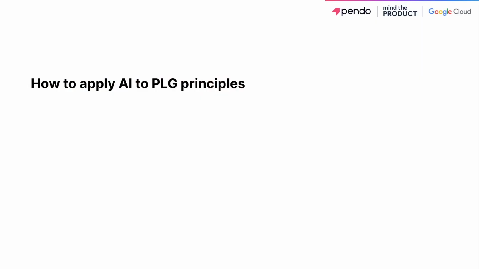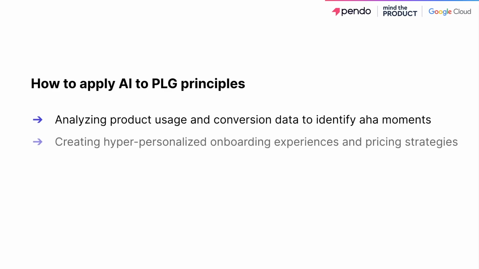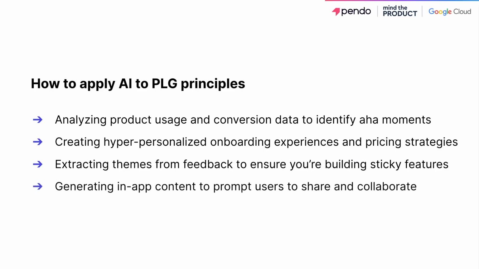After that, we examine how product managers can apply AI to each of the 6 principles. A few examples include analyzing product usage and conversion data to identify aha moments, creating hyper-personalized onboarding experiences and pricing strategies, extracting themes from feedback to ensure you're building sticky features, and generating in-app content to prompt users to share and collaborate. Finally, we spotlighted a real-world example combining the power of AI and PLG.